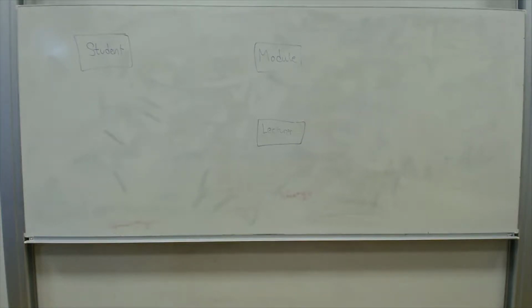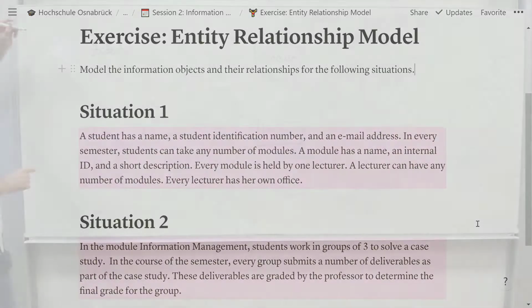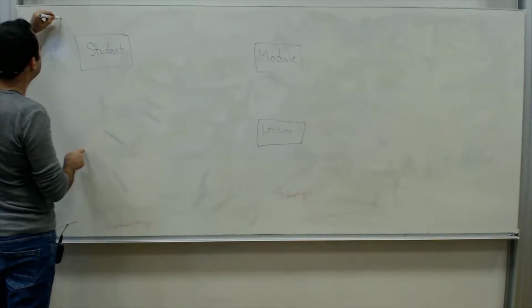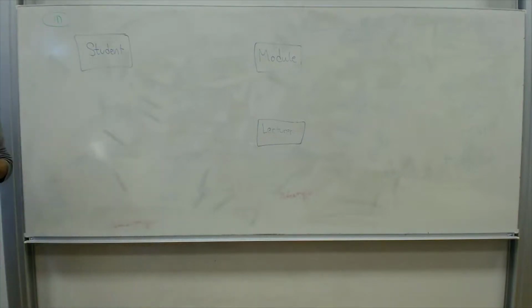I think it's barely visible, but maybe it is. And then the student has different attributes, like the identification number, the email, and the name. I'll try a different color. So identification, I just make it short, ID. You put that in an ellipse. Email and name.